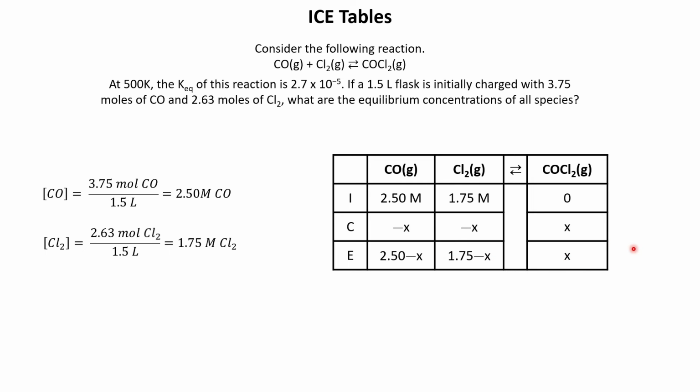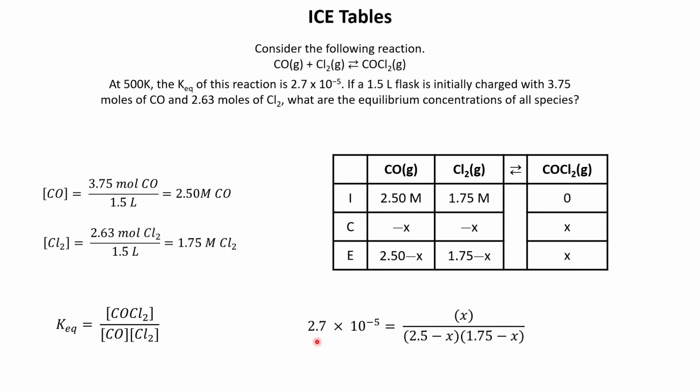Let's get our expression for KEQ. Okay, so KEQ, again, just products over reactants. This is a little simpler. Nothing is raised to a power here, so that helps. Let's plug in for our KEQ because we have that number from our problem, and also we have our ice table to give us our equilibrium expressions. So we have 2.7 times 10 to the negative fifth. We're going to have x over 2.5 minus x and 1.75 minus x.